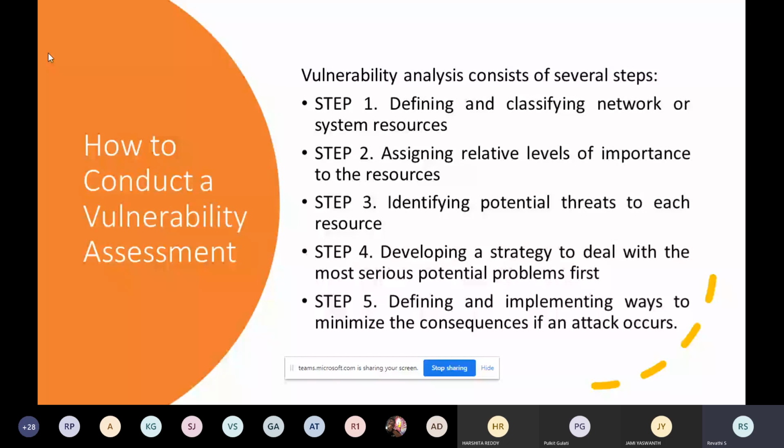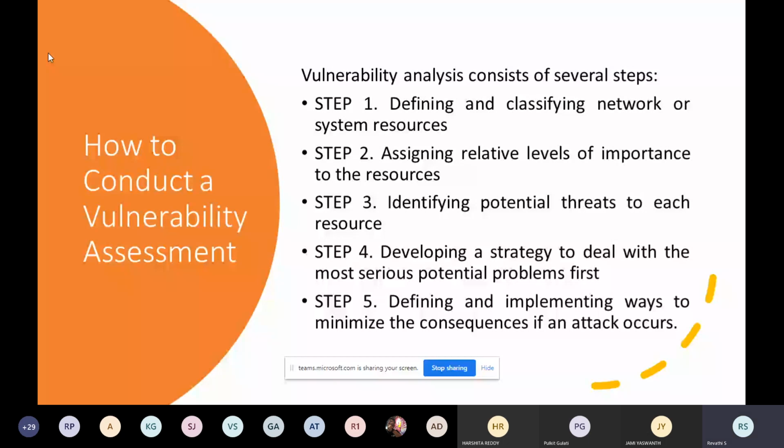Okay, and you will develop a strategy to mitigate the attack. Once the attack has occurred, you have to develop a strategy after the attack, on how to mitigate the consequences.